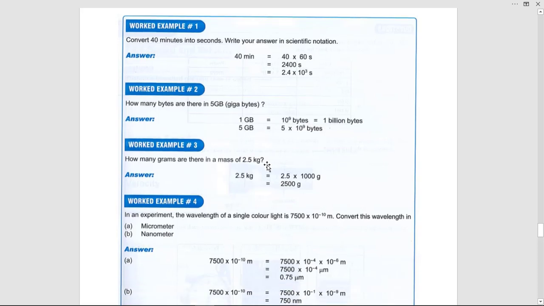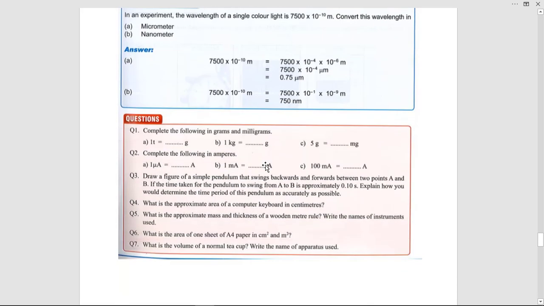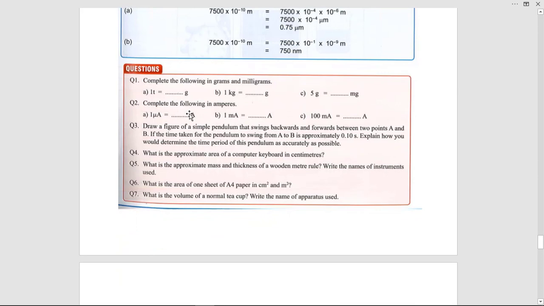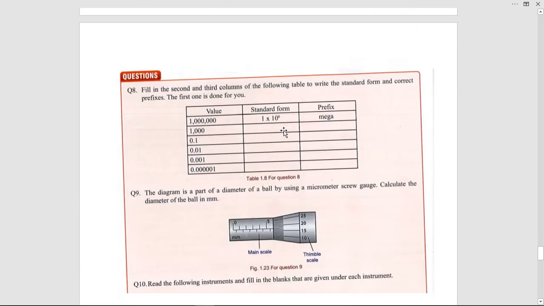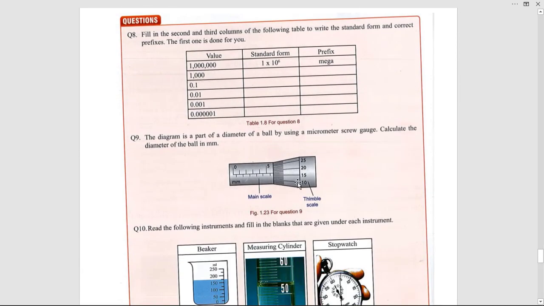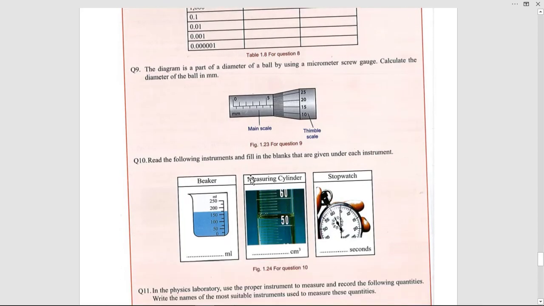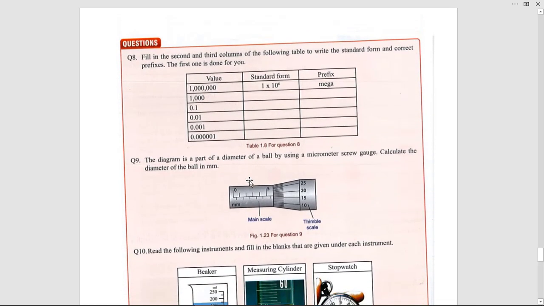Now there are some worked examples which are already solved, so you can go through them. Answers are given here, but there are some questions also. You are going to complete them, and if you have anything you can write in the comment. In the same way you are going to find the answers for all these questions. I'm just moving them slowly, and when you're going to solve these questions, you can pause the screen.